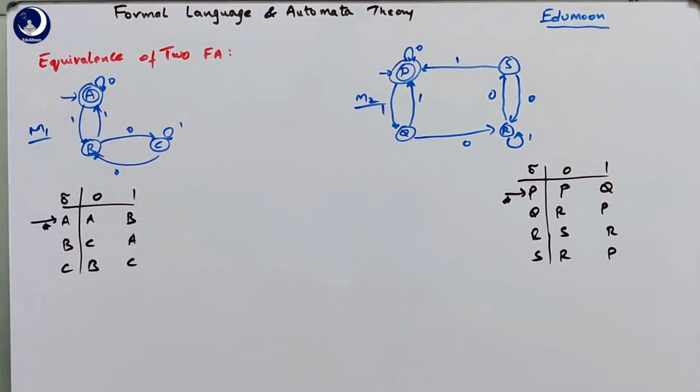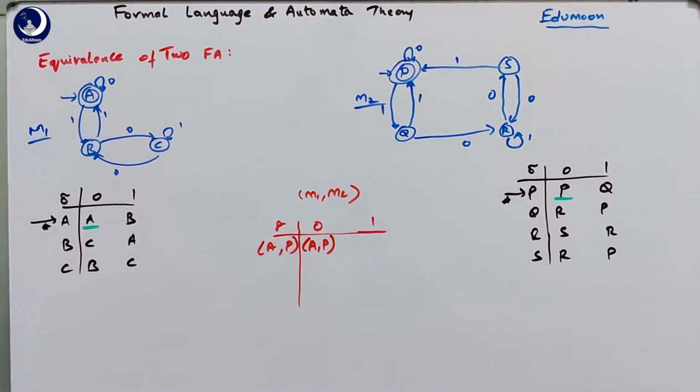Now we check whether these two machines are equivalent or not, that is, whether machine M1 is equivalent to machine M2. So we write a new table considering both initial states. In machine M1 the initial state is A, and in machine M2 the initial state is P. So we have the pair A and P in the new table. A on 0 and P on 0 go to, from the table, again the pair A and P. So we write A and P in the table.